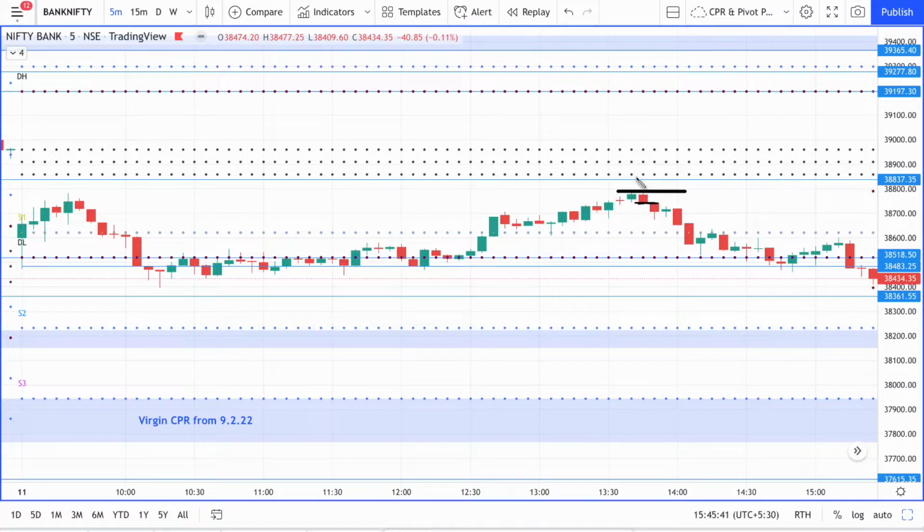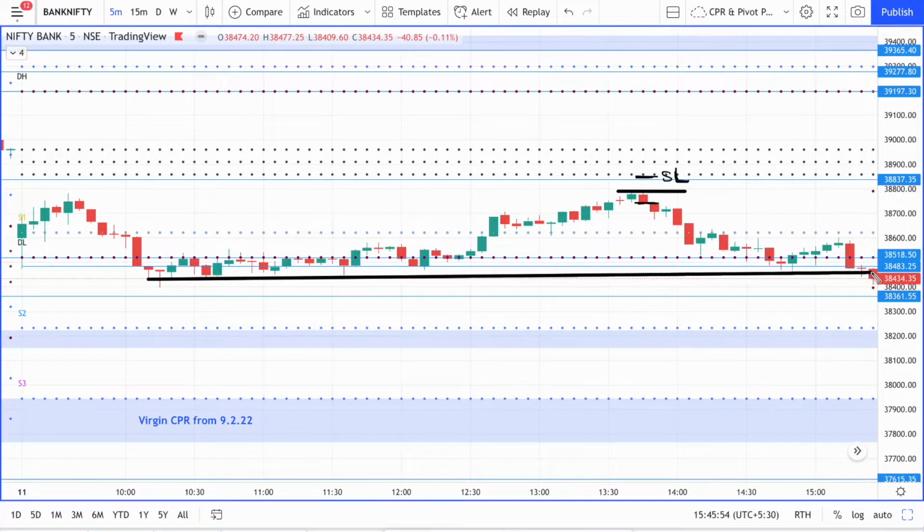You can keep your SL up a little bit here, just to be safe, and then you can take your target back at, say, the day's low. So where was the day's low? You can mark a line like this to be safe. You don't want to go to the absolute low of the day, so you can take your profit somewhere at this level.